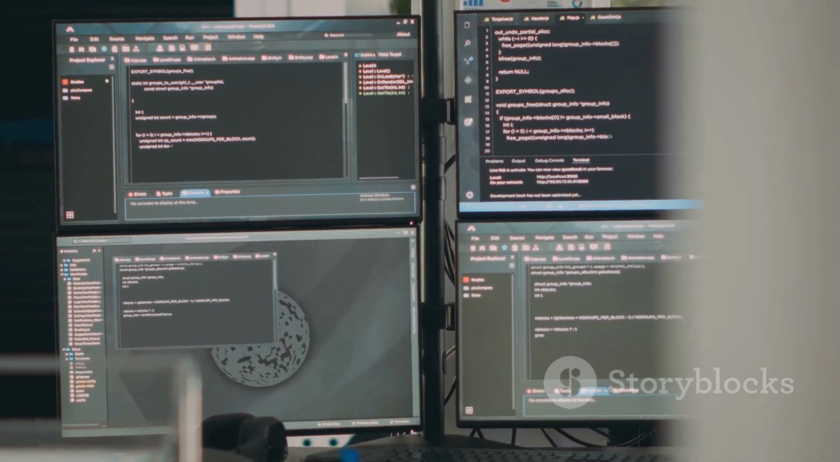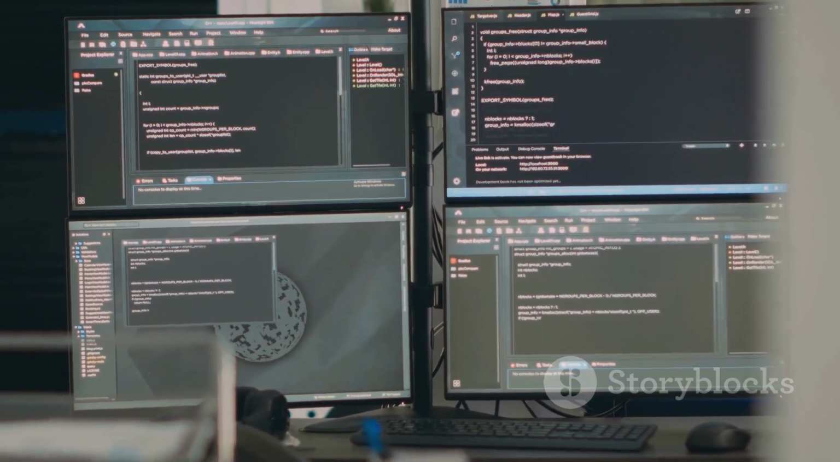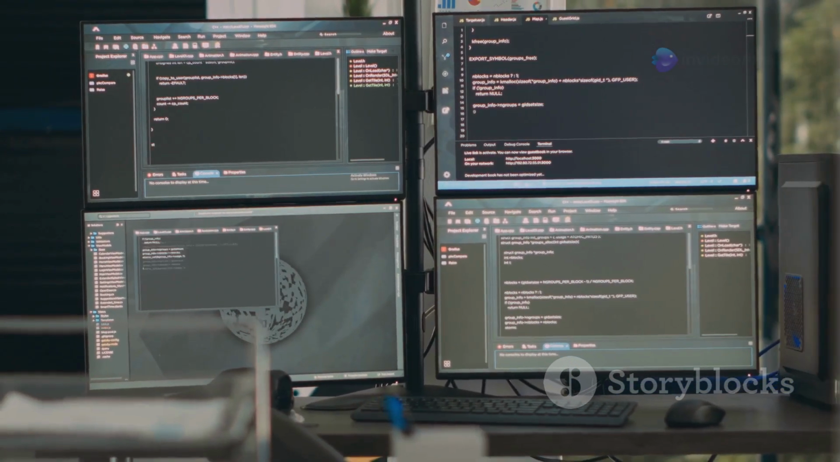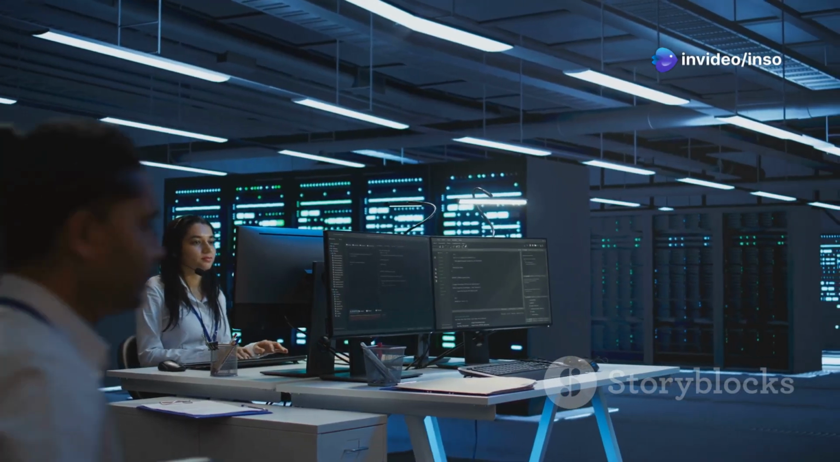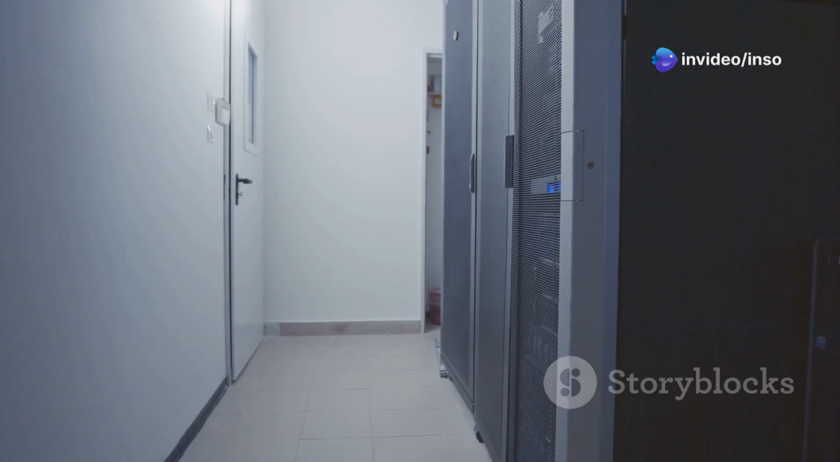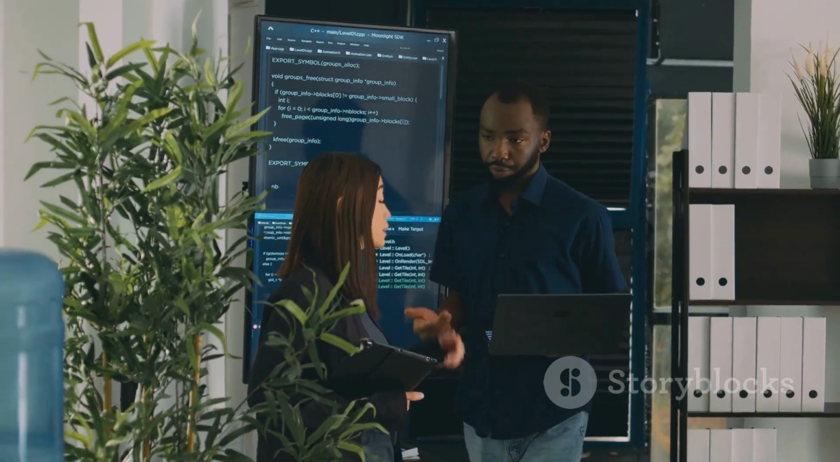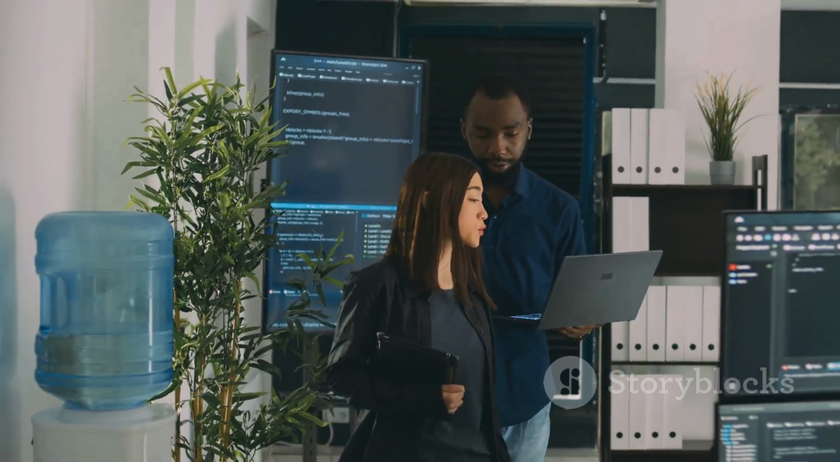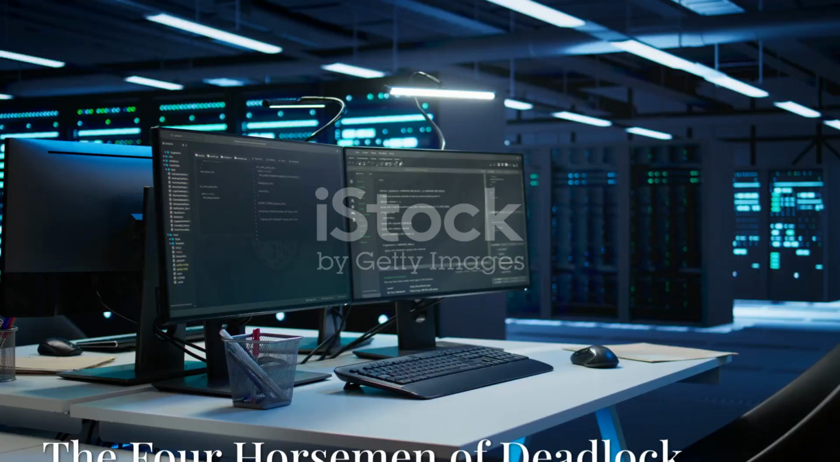Each process holds a resource and waits for another process to release a resource that it needs. Deadlocks are a common problem in concurrent systems. They can occur in operating systems, databases, and distributed systems. Understanding deadlocks is crucial for building robust and reliable software systems.